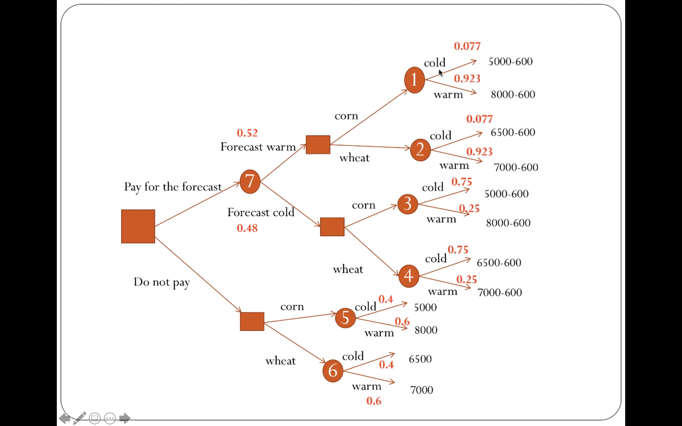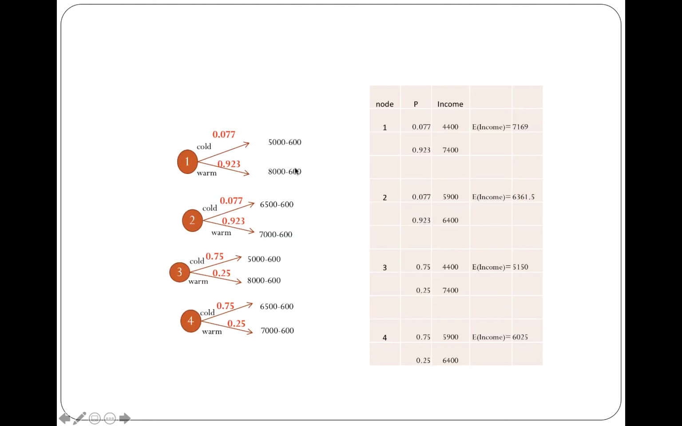So what is the expected value associated with this decision? Similarly, what is the expected value associated with the decision of planting wheat in this field? Okay, so I'm going to calculate the expected value associated with node 1, 2, 3, and 4 next. The calculations are done here similar to what we have done for previous decision trees: multiply the corresponding values by the probabilities and add them up.